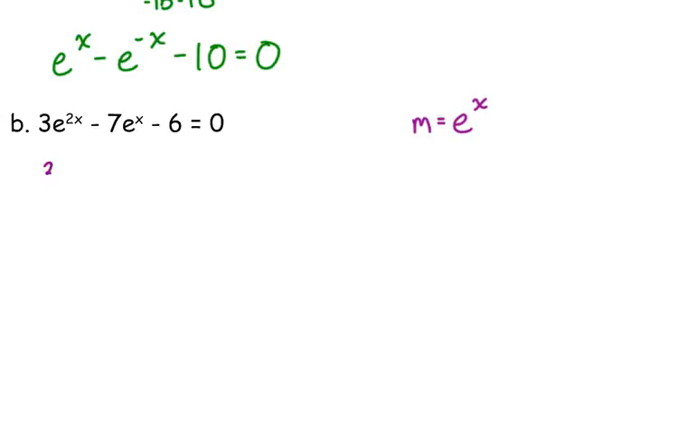So what we have is 3m squared. Let me show you over here to the side, e to the 2x, we can rewrite that, kind of going backwards with our properties of exponents. We can write that as e to the x squared. Because remember, when you have a power raised to a power, what do you do with those powers? You multiply. So x times 2 is 2x. Okay, so you see how e to the 2x is e to the x squared.